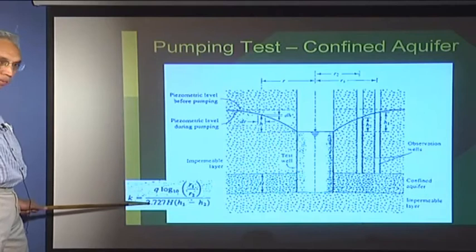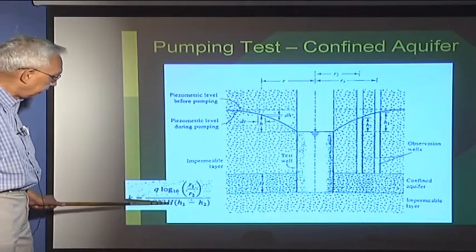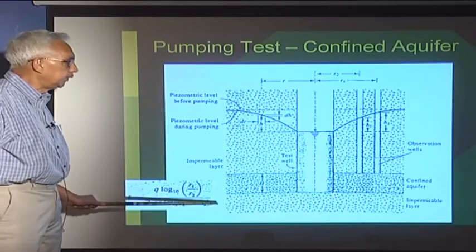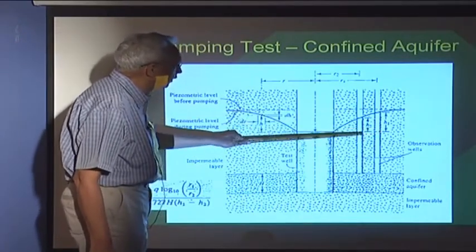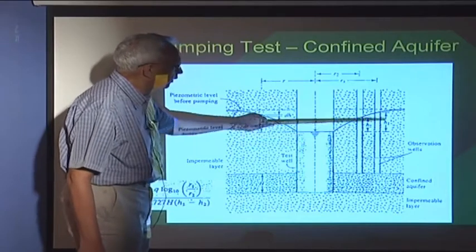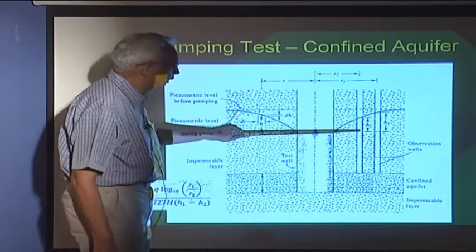by 2.7 times (h1 minus h2). The distance here to this point is r1. The height with respect to the datum here is h1, and with respect to here, h2.